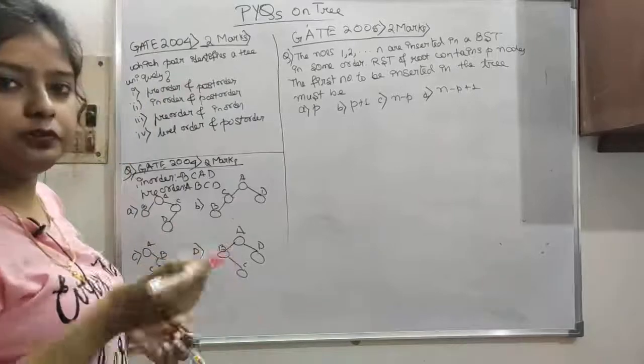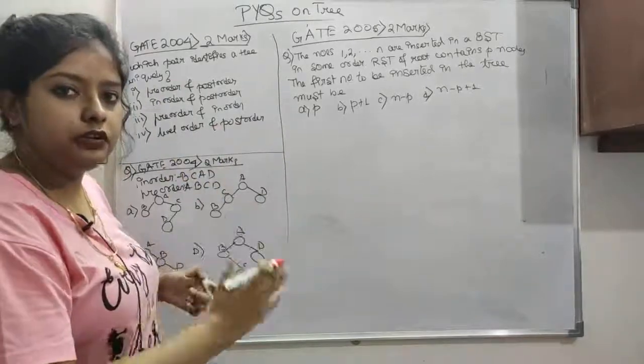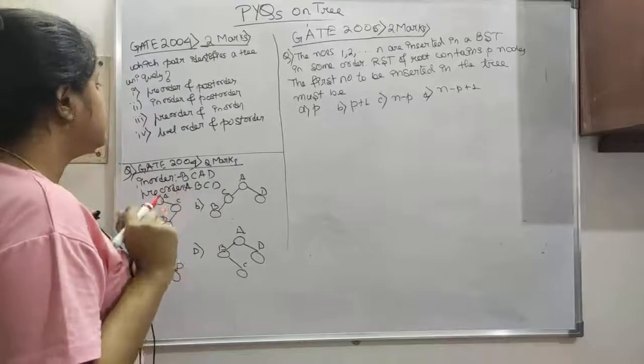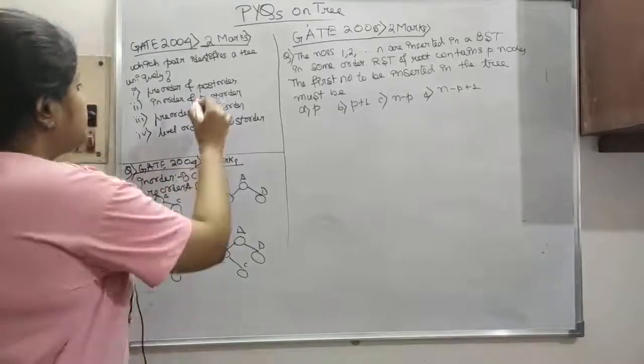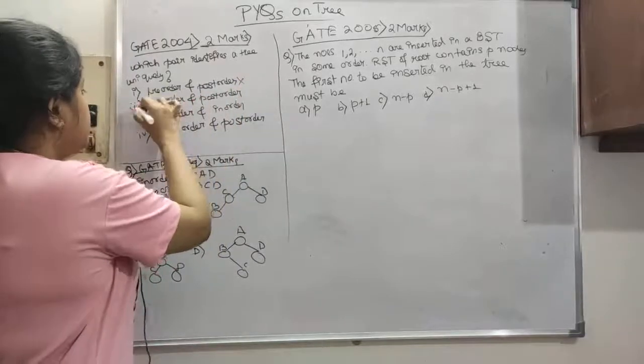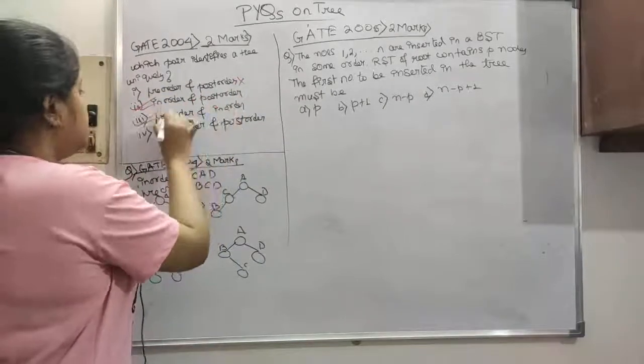See, I have already told you pre-order, in-order, post-order, in-order. These two are important. With the help of these two pairs we can identify. So pre and post not possible, in-order and post-order possible, pre-order and in-order possible.